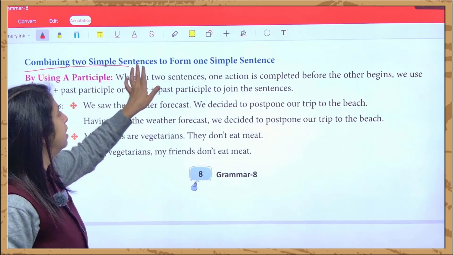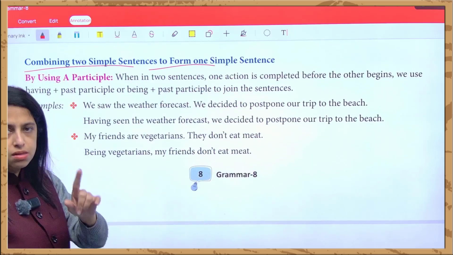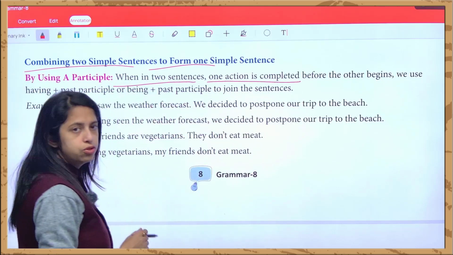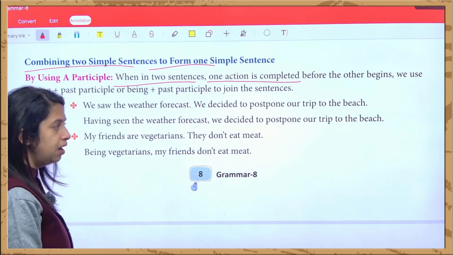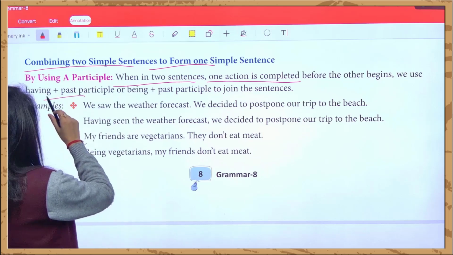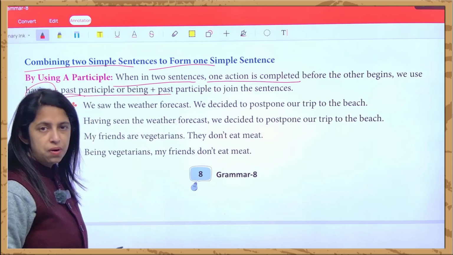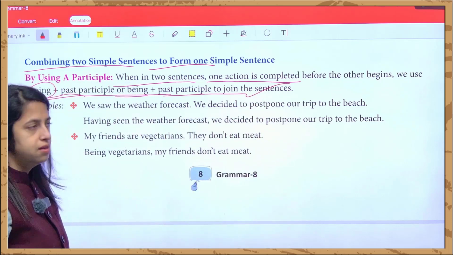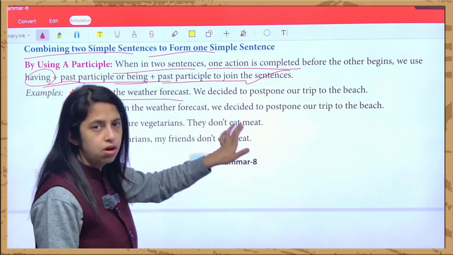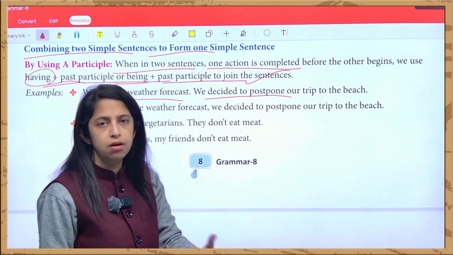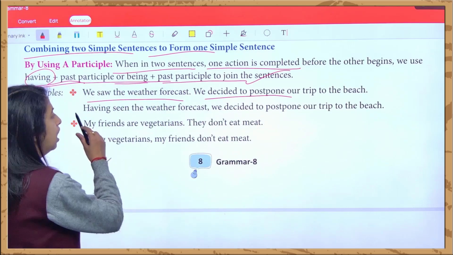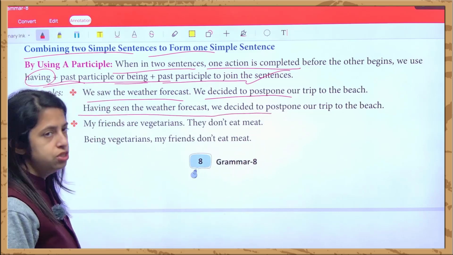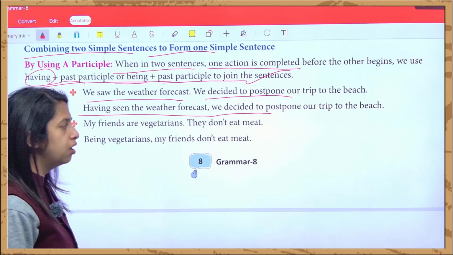Then it is combining the simple sentences to form one simple sentence. जब भी कोई दो sentence जब एक action complete हो जाता है दूसरा begin होने से पहले, then we use having and past participle to join the sentences. जैसे कि we saw the weather forecast and postponed our trip to the beach, right? Having seen the weather forecast, we decided to postpone the trip. Weather देखा हमने, weather की वजह से हमें postpone करना पड़ा.